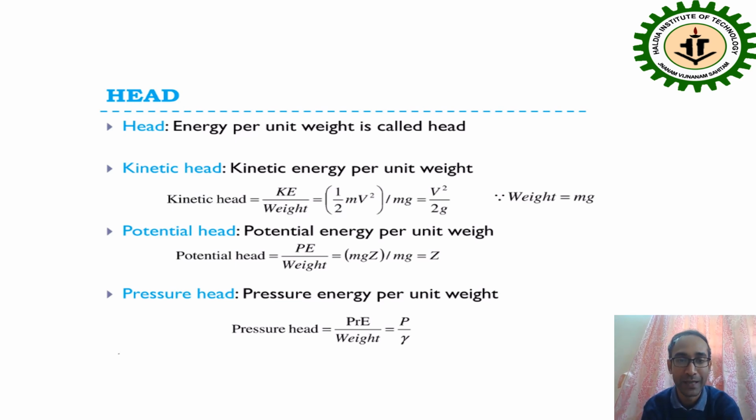So kinetic head is kinetic energy KE by weight. We can say half m v square by m g, which becomes v square by 2g. Potential head is potential energy per unit weight, so potential head equals PE by weight, m g z by m g, which is z. Pressure head is pressure energy per unit weight, so we can say P by gamma.